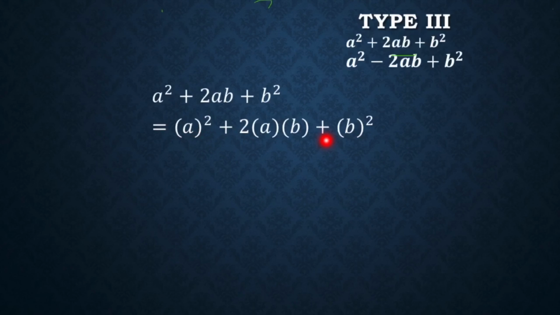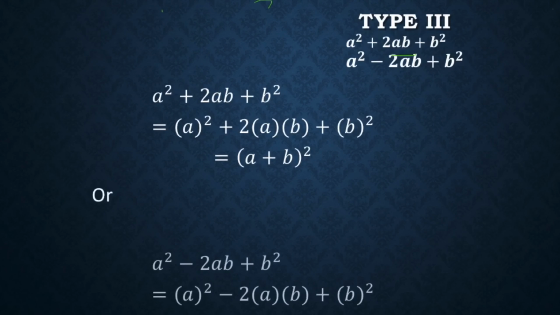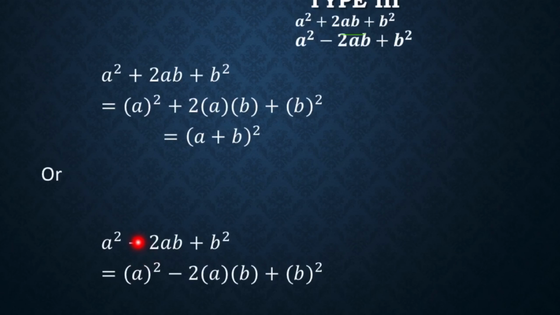When we have written the two whole squares and the product term, we will close it. This sign will come from here: a plus b whole square. Similarly, for minus, just the sign will be changed. This sign will be written as a minus b whole square.